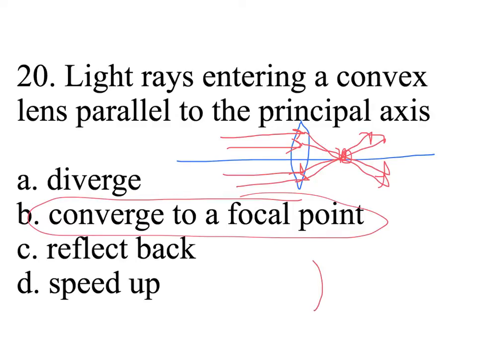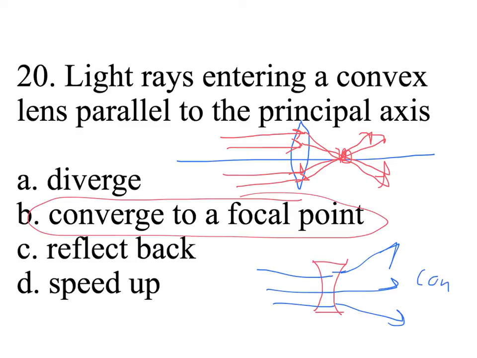If this had been a concave lens, then our light coming in would have diverged. Okay, so this would be a concave lens, but a convex lens, they're going to converge to a focal point F.